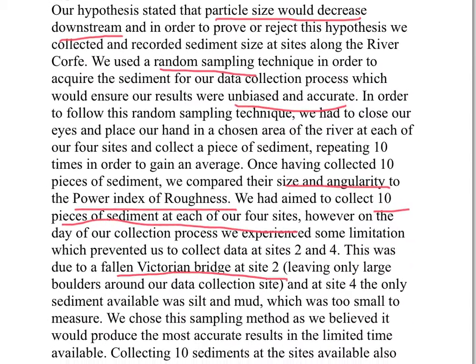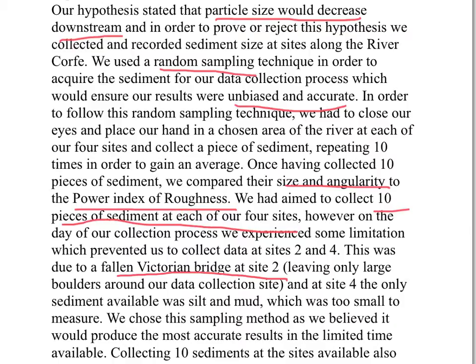So it goes on here, and now what I really just want to see quickly is some sort of explanation as to why particle size may change downstream. So I'm not seeing that, which is quite a high level piece of information to get in. But I'm going to carry on reading to see what else there is. So in order to follow the random sampling technique, we chose 10, but I don't really need to know that. I know what random sampling is, so I'm not going to credit that. Once having collected 10 pieces of sediment, we can compare the size and angularity. That's really good. Powers of index, that's really good terminology. So this is again reinforcing what a strong answer this is.